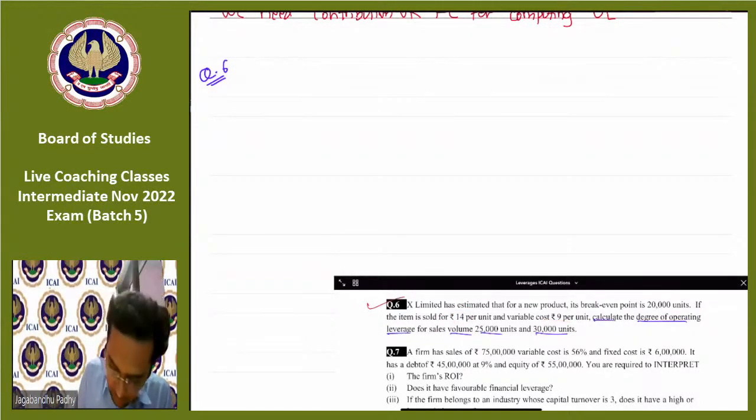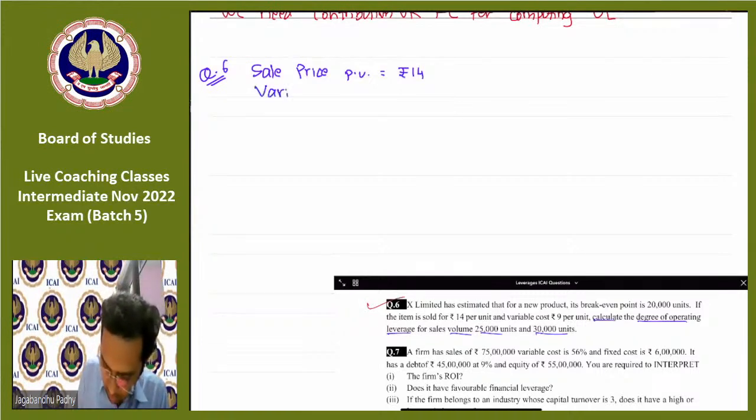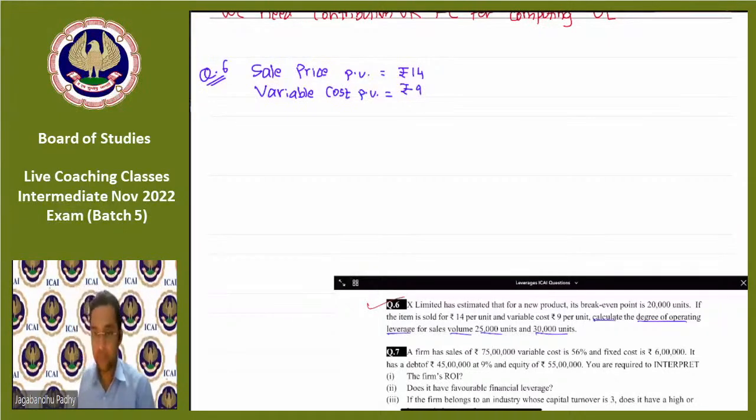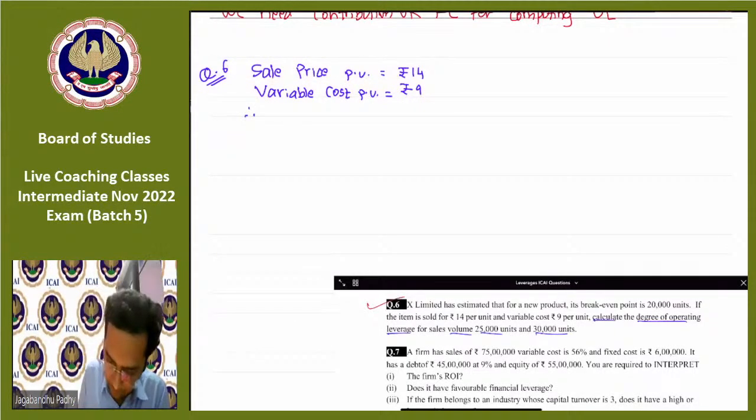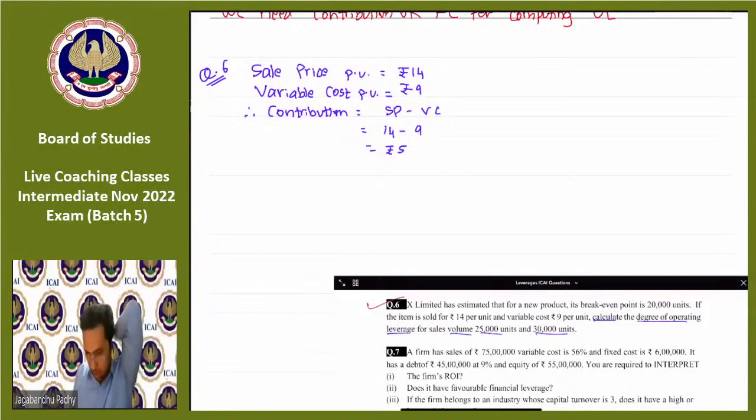So we have sale price per unit, which is rupees 14. Variable cost per unit is rupees 9. Therefore, we get contribution as sale price minus variable cost, which is 14 minus 9. That comes out to rupees 5. Right? Of course, this is contribution per unit.